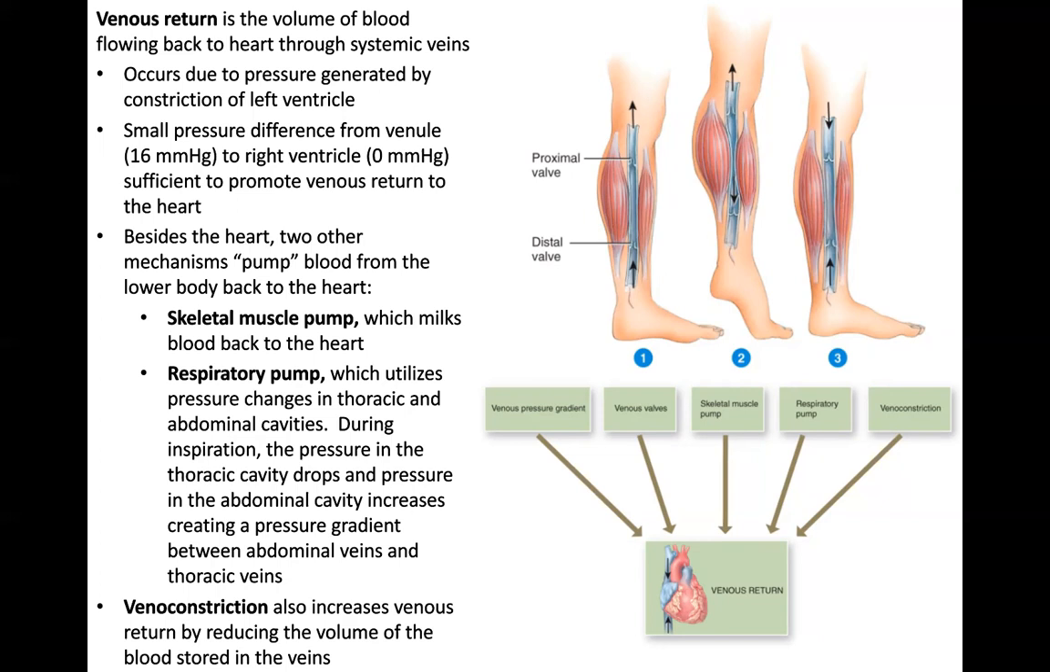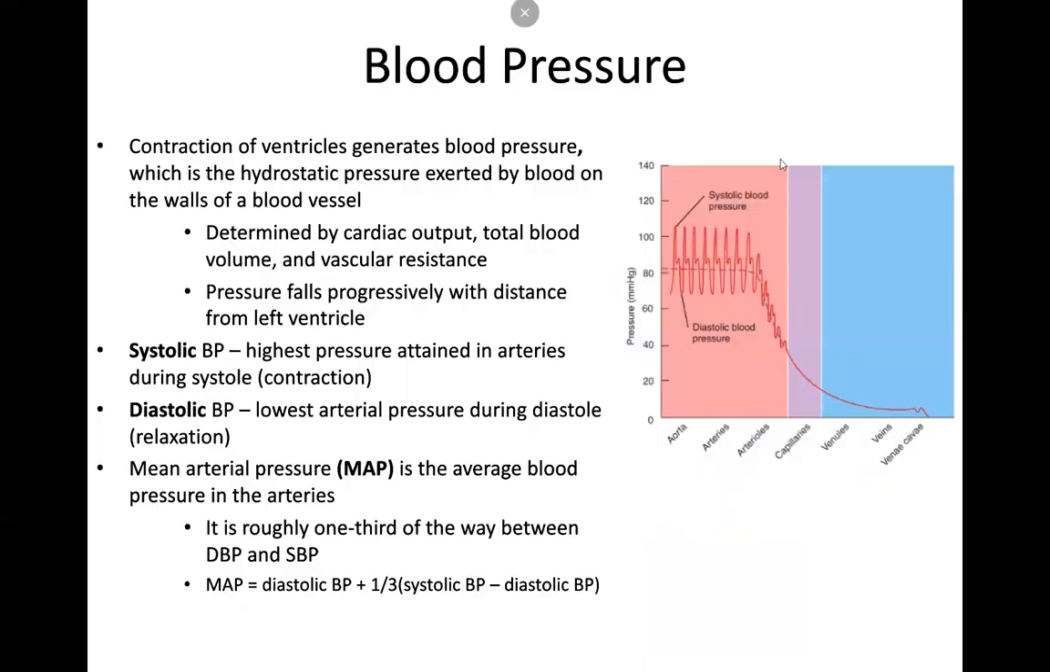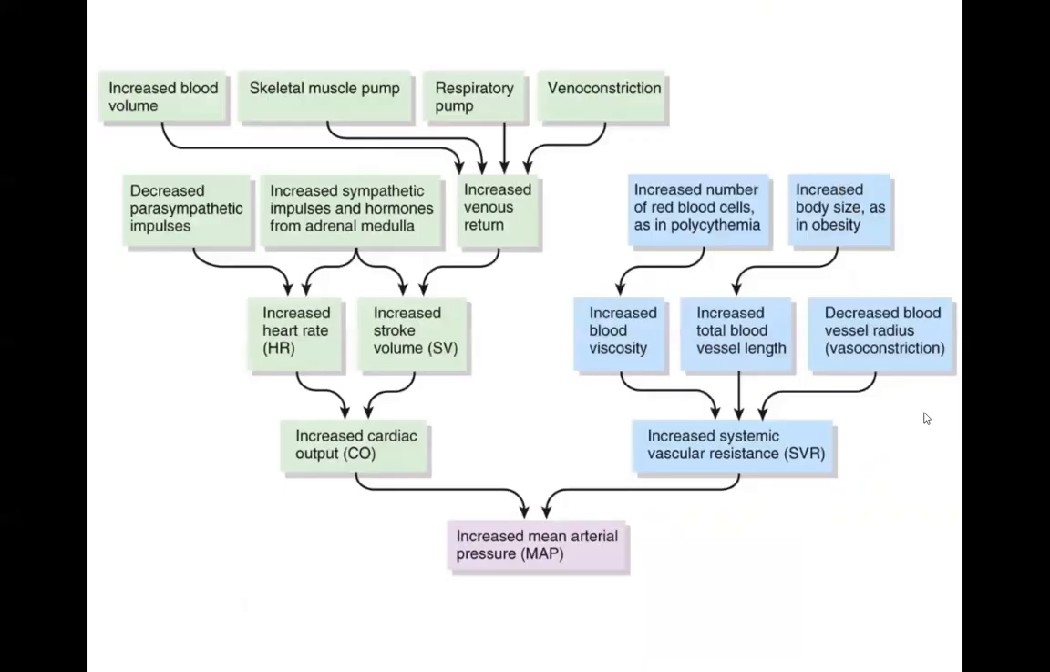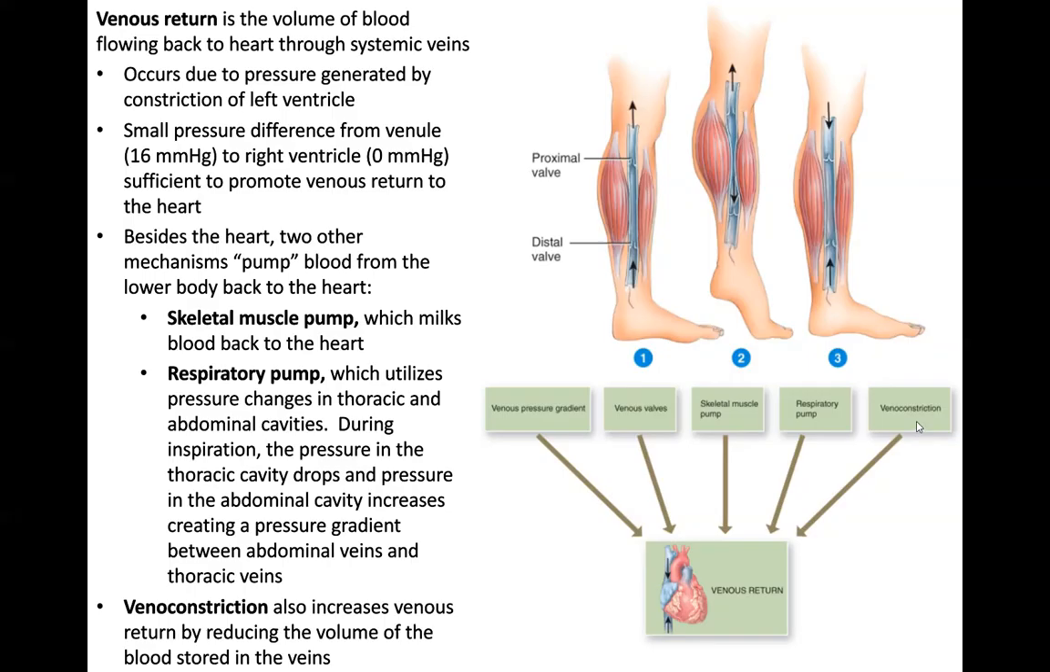One of which is that pressure gradient that exists because of the pressure generated by contraction of the left ventricle, okay? And then as that pressure progressively falls and falls and falls, we're establishing a pressure gradient that helps that blood return back to the heart, okay? When it gets into the venous circulation, that pressure gradient doesn't have to be tremendous. There's only about a 16 millimeter mercury difference between our smallest veins, known as venules, and the right ventricle, and that's sufficient to promote venous return to the heart. So the venous pressure gradient is going to help promote venous return.